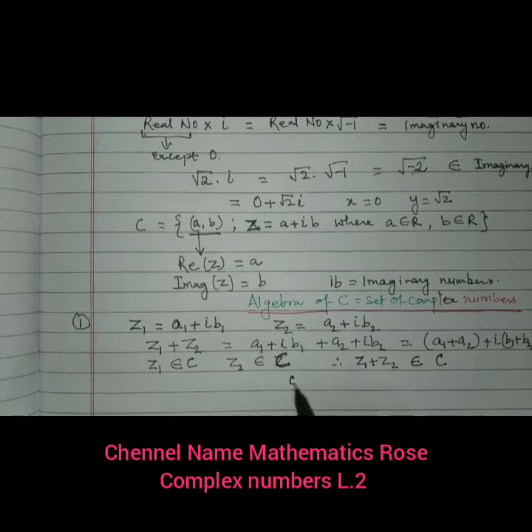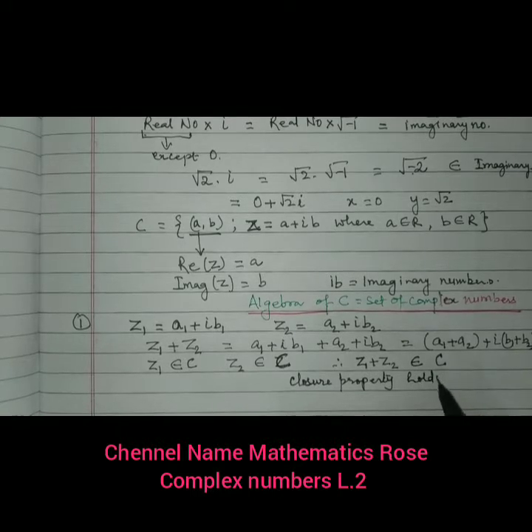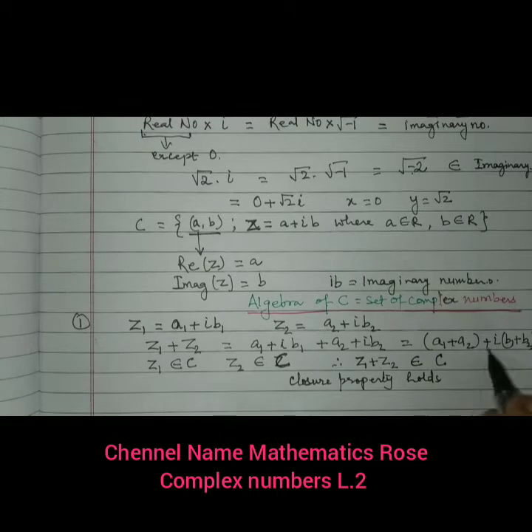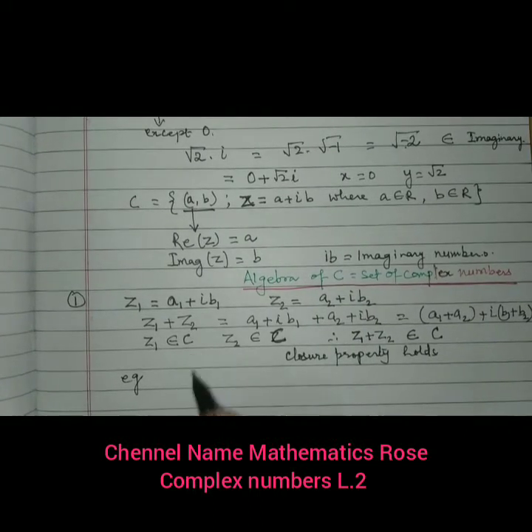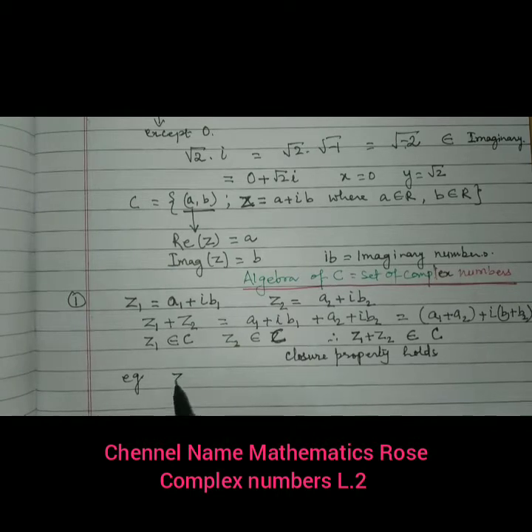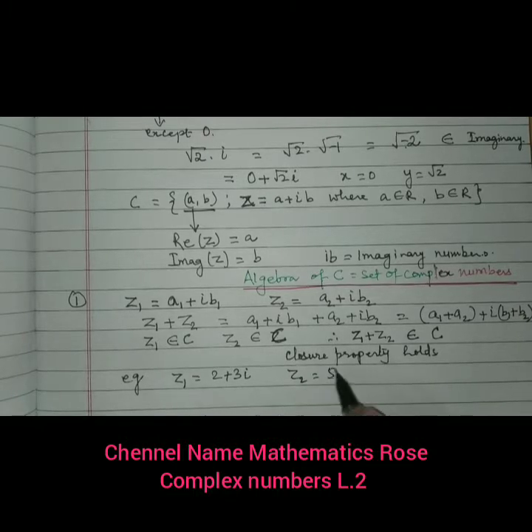So it is the closure property also. Closure property holds in the sum of complex numbers. Now here, you just have to add. Suppose I take one simple example: Z1 is equal to 2 plus 3i and Z2 is equal to 5 plus minus 7i.